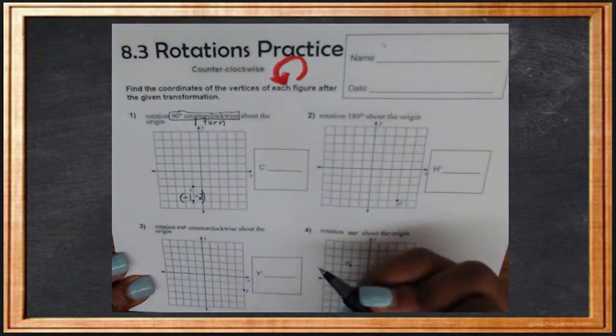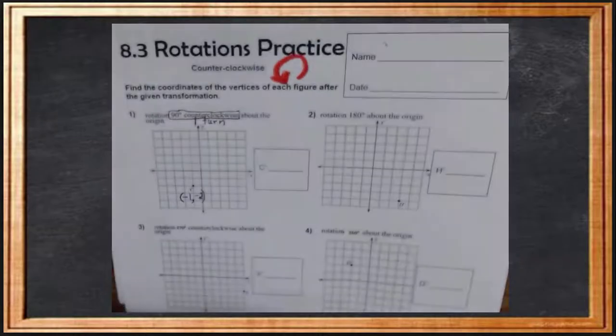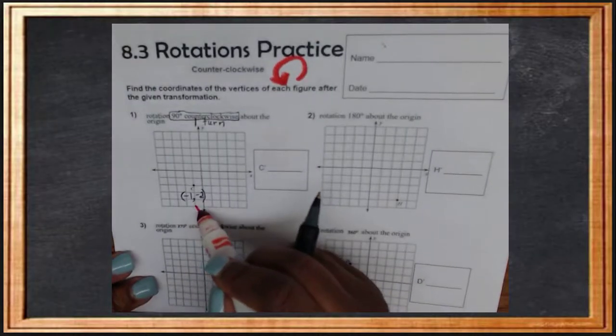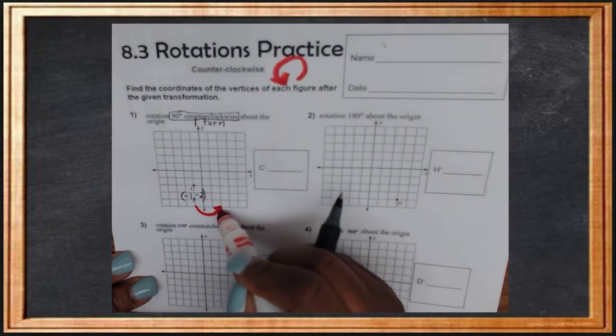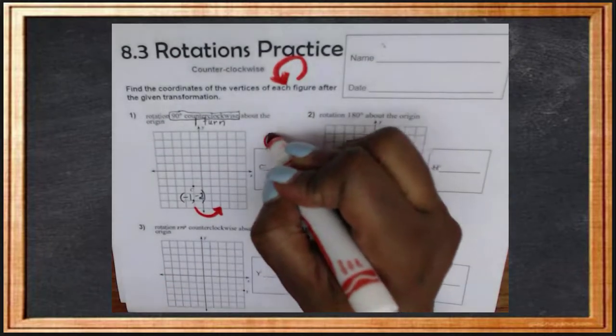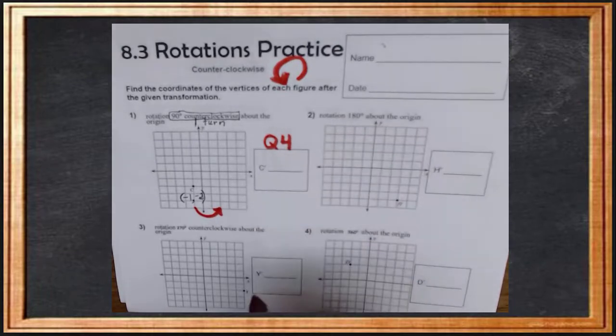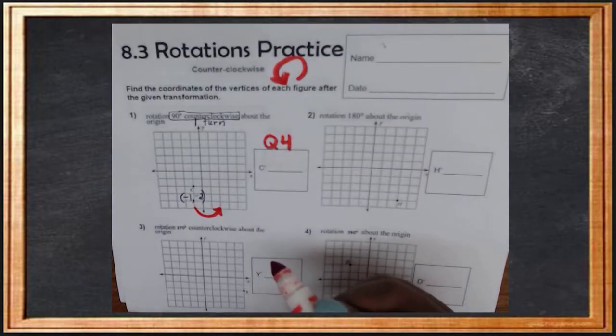Step 3, in which quadrant will the new point land? With a 90 degree counterclockwise turn, that means we're going to do 1 turn, and it's going to land in quadrant 4. We're going to go ahead and take note of that. So for our final answer, we'll already know that our answer will be in quadrant 4.